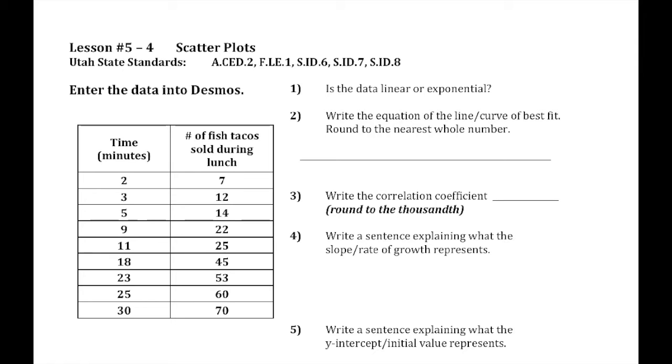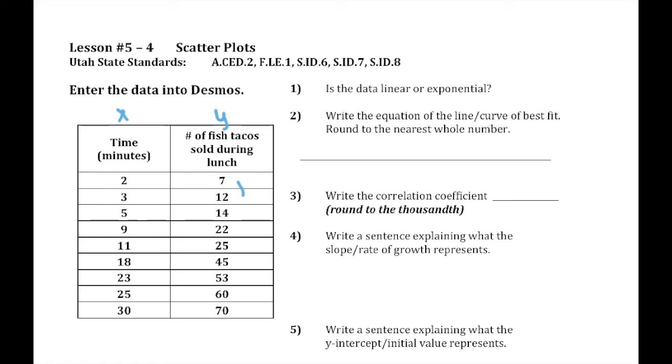Remember that the first column is always going to be our x value, so that would be time in this case in minutes. And the second column is going to be our y value when we're dealing with a vertical table. So in this case, that would be the number of fish tacos sold during lunch. Now when we enter this information, we are going to try to decide if that's linear or exponential. But we could look at that right now and decide, or at least have an idea of what we think.